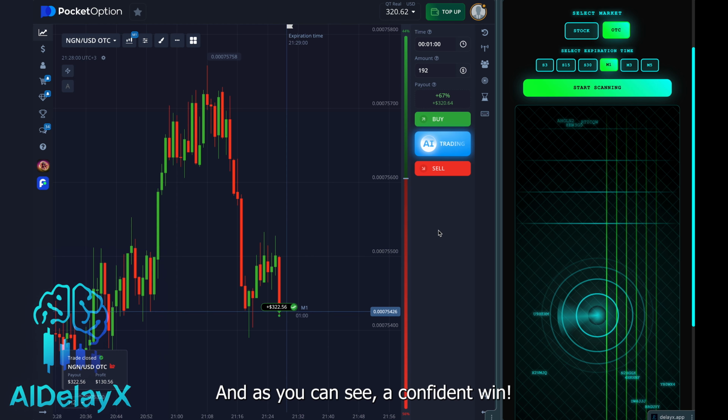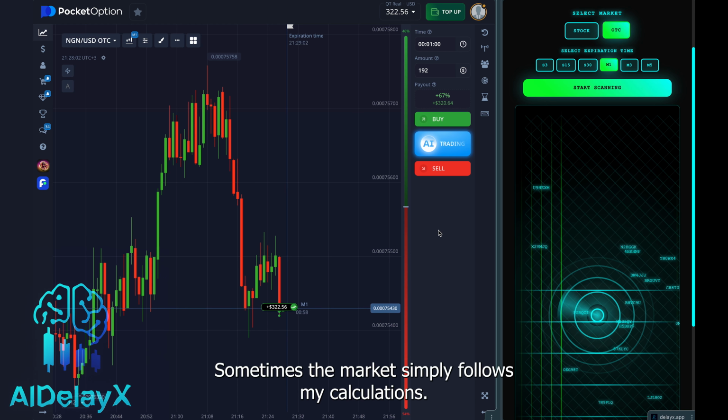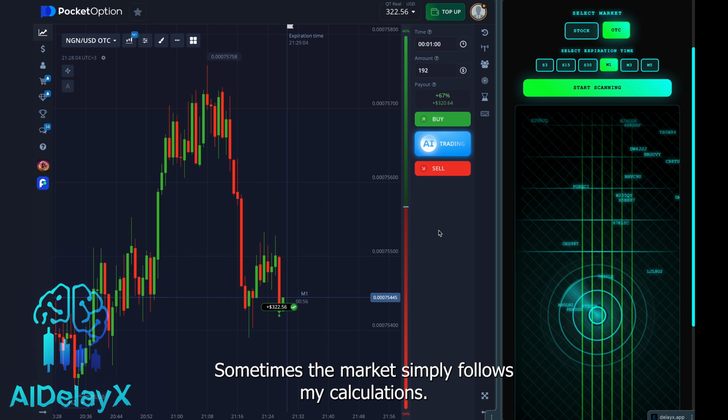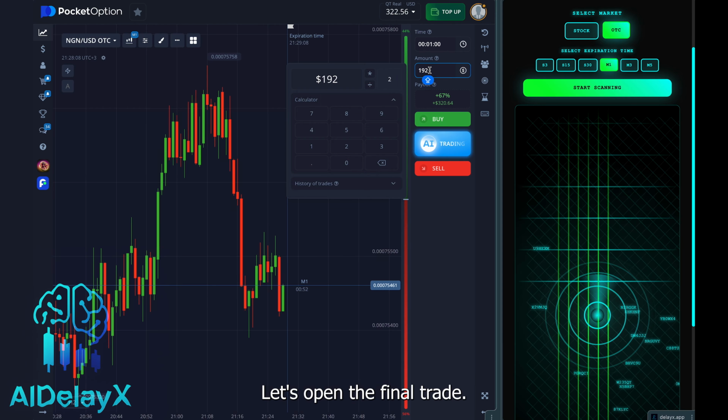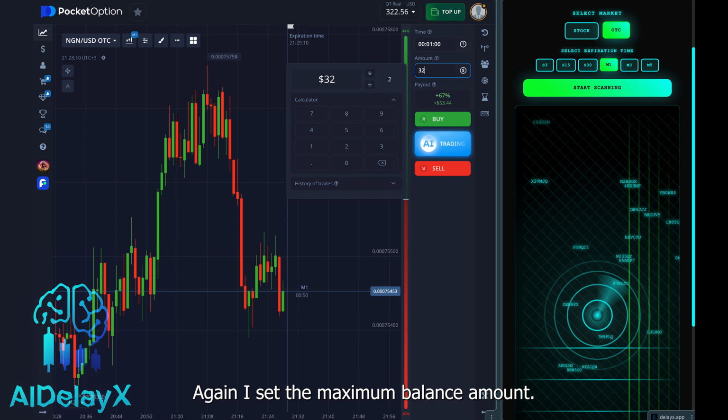And as you can see, a confident win. Sometimes the market simply follows my calculations. Let's open the final trade. Again, I set the maximum balance amount.